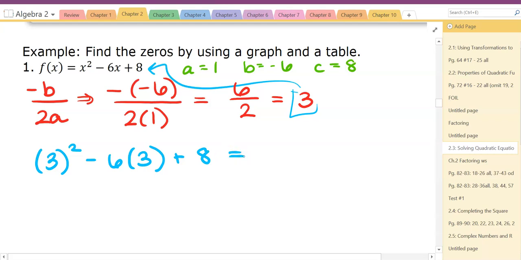So if you do that, it's like 9 minus 18 plus 8. You end up with a negative 1. So the vertex is going to be 3, negative 1.